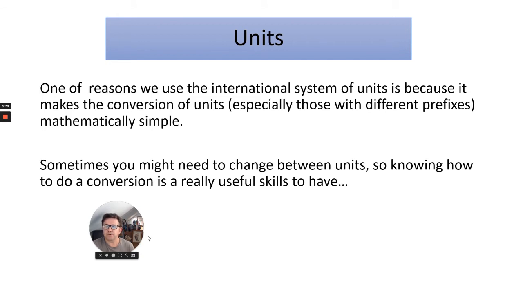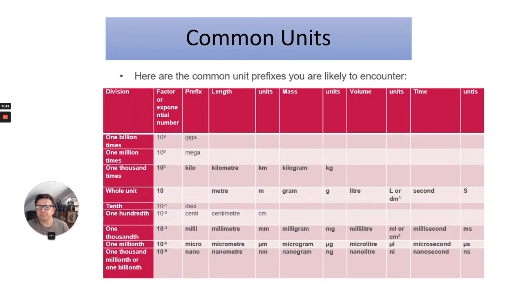So first of all, here we go. So common units. Now this is from AQA, and it just shows, there's a lot of information here. I'm not going to go all the way through it, but it does show all the factors and exponential numbers. Now I would say what's more important is probably the bottom half of this table.